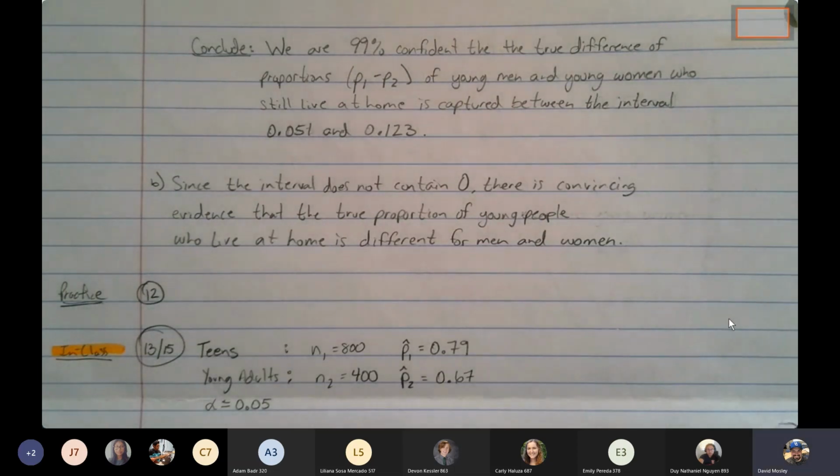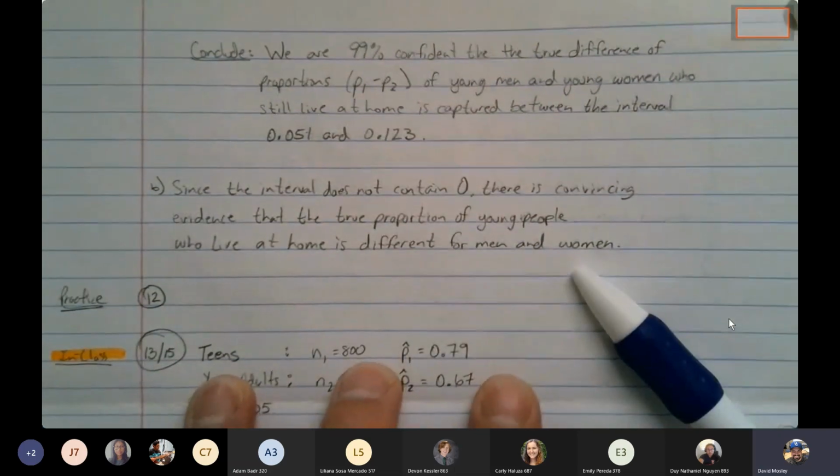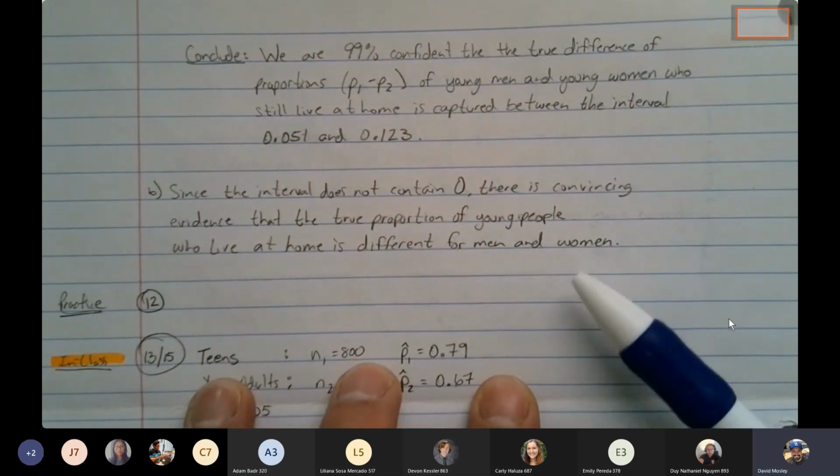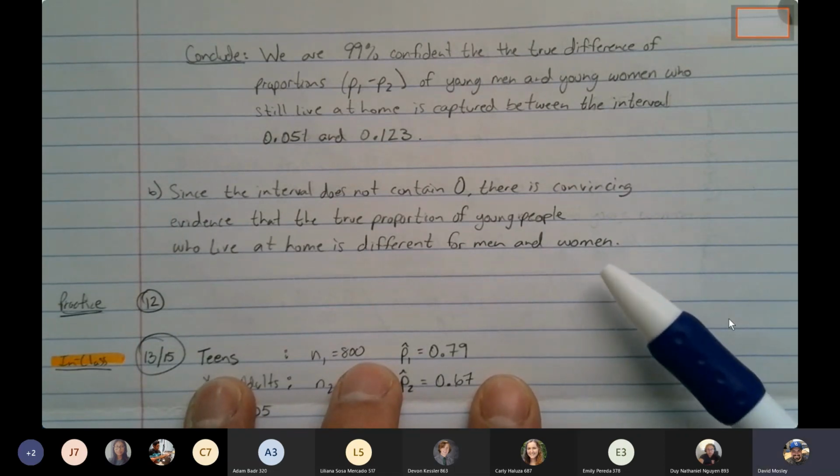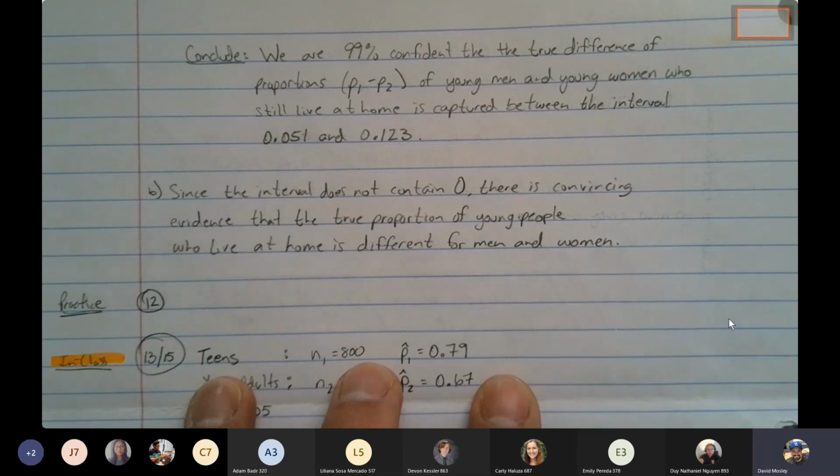The other question here: since the interval does not contain 0, there is convincing evidence that the true proportion of young people who live at home is different for men and women. Something I want to point out here is that I'm answering the question. I'm not providing anything else besides the answer to the question. The question was asking, do we have evidence that there's a difference between the proportion of young people living at home between men and women?